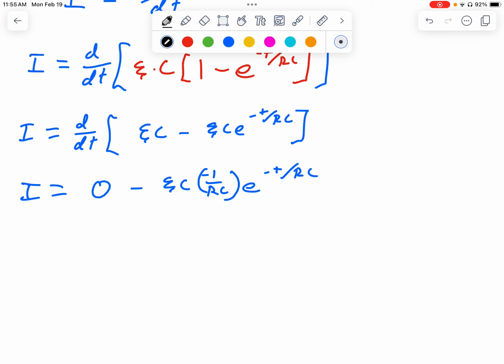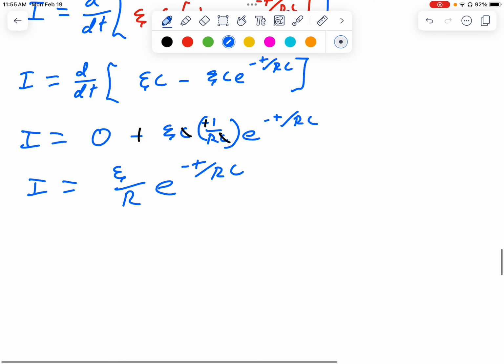All right, and this cleans up a little bit here. Look at this. I got a negative and a negative makes a positive. Okay, and I can factor out a C and a C. All right, and so then we get to this. So then what's left here? We have epsilon, which is the EMF, over the resistance, times E to the negative T over RC.